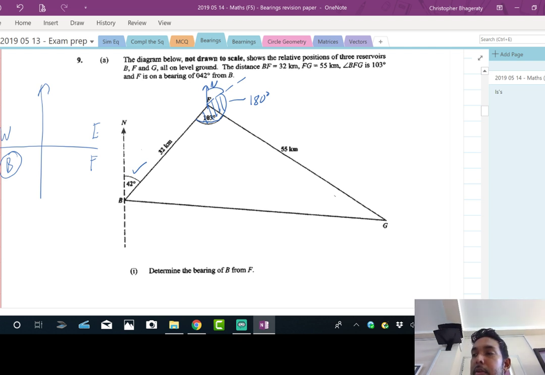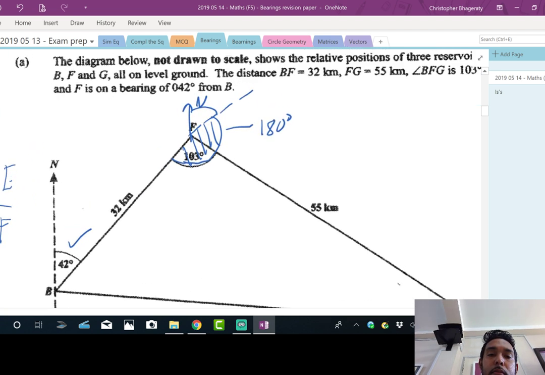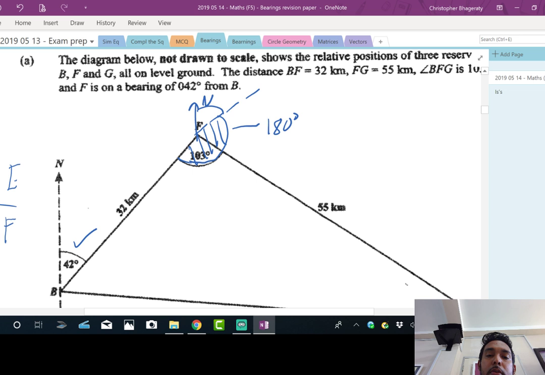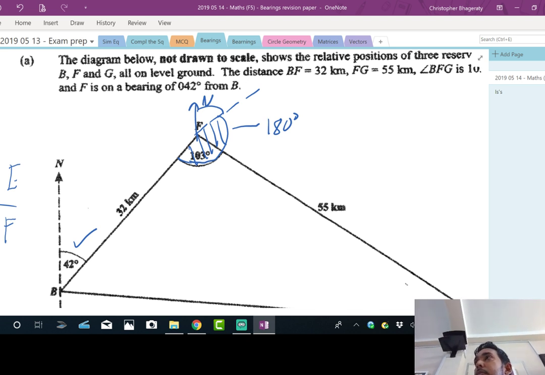Yeah, Stefan, it's bearings. Then we're gonna do some circle geometry after. Also, the bearing of B from F. No, the 42 starts at B, right? So if the 42 starts at B, that's the bearing of F from B. That would be going from B to F, west to east. That's correct.